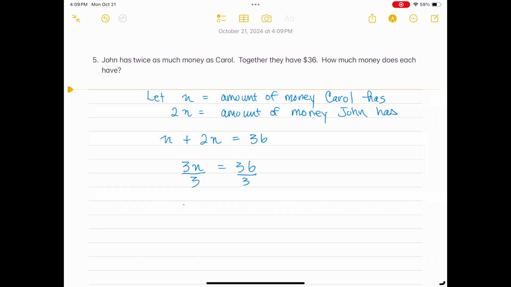And we divide both sides of the equation by 3 to isolate n by itself on the left, and on the right-hand side, 36 divided by 3 equals 12. So that's the amount of money that Carol has. John has twice that much, which would be 2n, which equals 24. Now we go and check our answer by adding 12 plus 24. Does that equal 36? And yes, indeed it does, which means our solutions are correct. So Carol has $12 and John has $24. We box our answer.